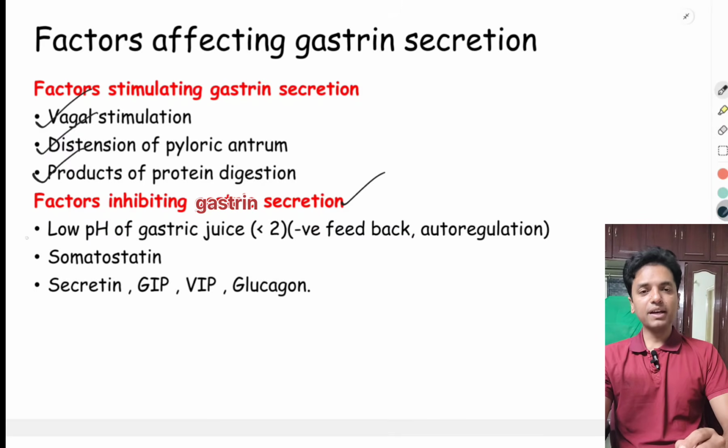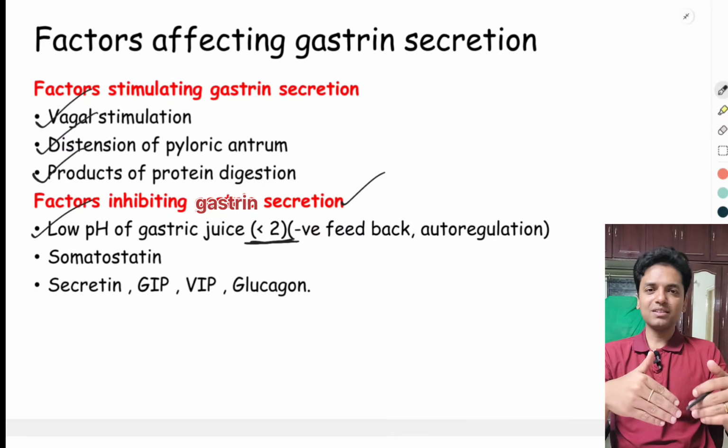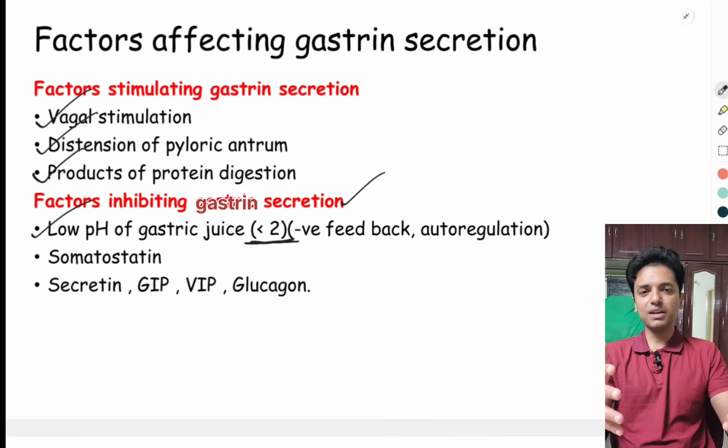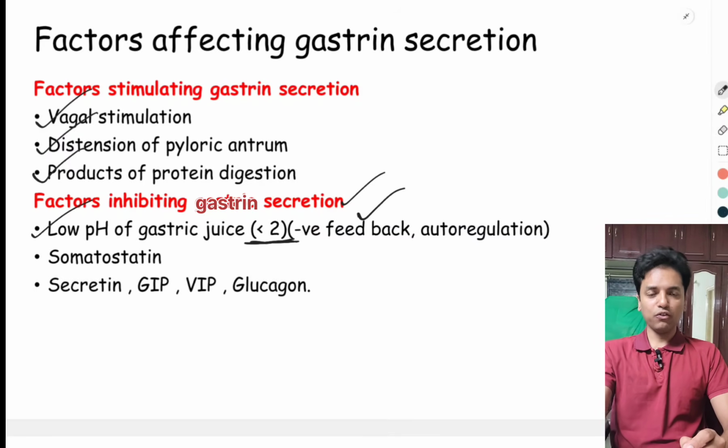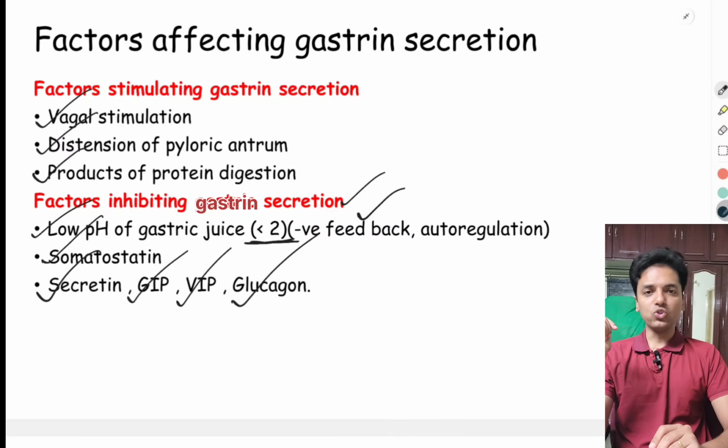The factor which inhibits the gastrin secretion is extremely low pH of the gastric juice. When the pH of the gastric juice becomes less than 2, there is an auto-regulation in order to prevent extreme acidity in the stomach, because extreme acidity can damage the gastric mucosa. So there is an auto-regulation, a negative feedback mechanism. When extremes of low pH are there, that is going to cause inhibition of the gastrin secretion. And there are some hormones which inhibit gastrin secretion, namely somatostatin, secretin, GIP, vasoactive intestinal peptide, and also glucagon.